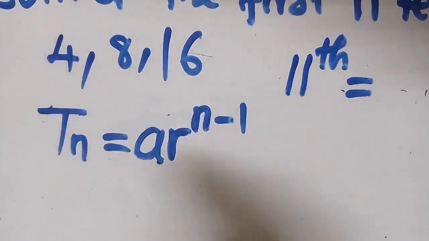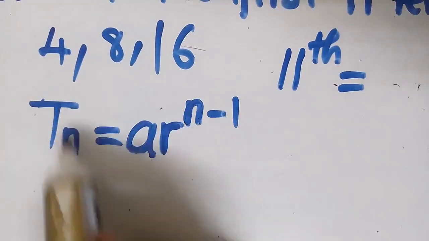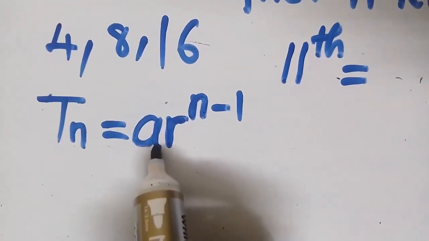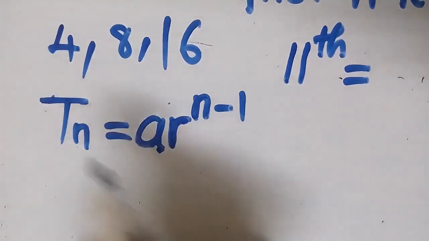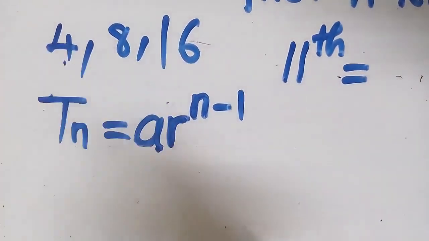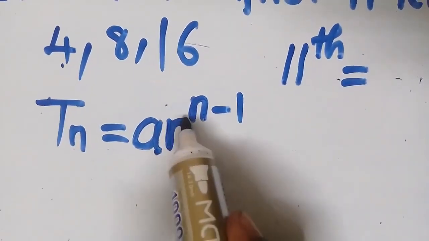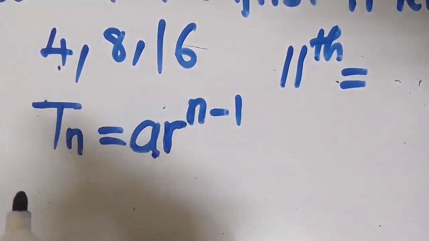So now, the first thing, if you look at this formula, we've got A. Do we have A? A is the first term. Do you have the first term? The answer is yes. We have the first term. So the first term is 4. Do you have the common ratio? No, but you can find the common ratio.